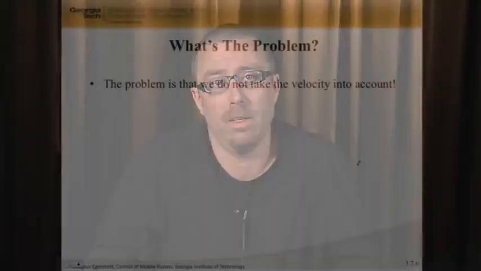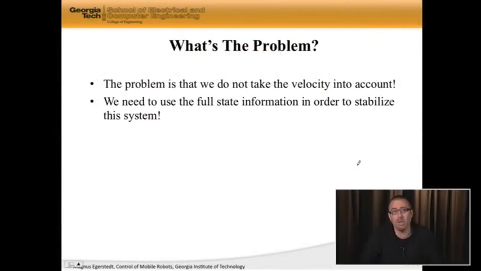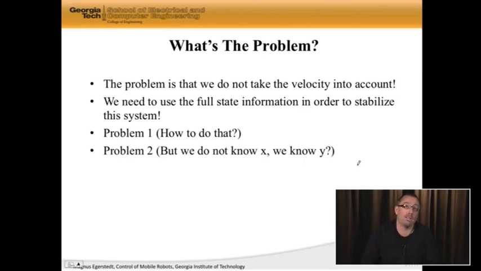And remember what the state is? The state is position and velocity. So the problem is that we need all of it typically to stabilize it. We need the full state information, not just the output. So output feedback directly like this doesn't quite work. But instead, we want to operate on x instead of y. But here, of course, is the problem. How do we do that? And the corollary to that is, we don't even know x, we only know y. How in the world can we design controllers for things that we don't know?